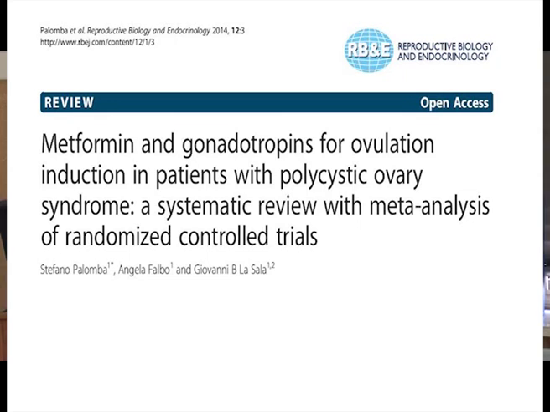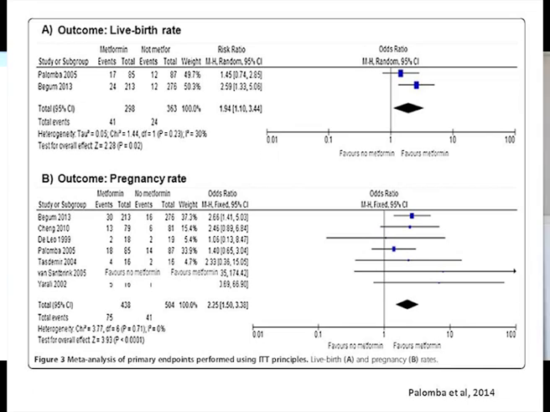But nonetheless, the paper was published, and their finding was that if you look at live birth rates, it favored metformin, that you had more live births with gonadotrophins together with metformin. But as I said, whether it's a metformin effect or a gonadotrophin effect, this was the finding of their review and meta-analysis. And if you look at the pregnancy rates, it favored metformin. So their argument was, if you have a PCOS patient that you're going to induce with gonadotrophins, adding metformin is going to improve your overall live birth rates and your clinical pregnancy rates.